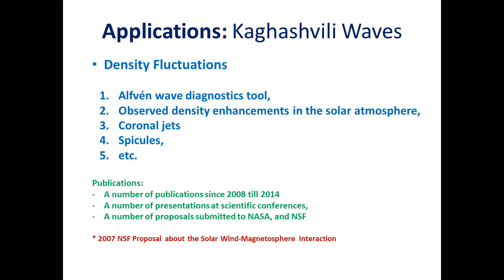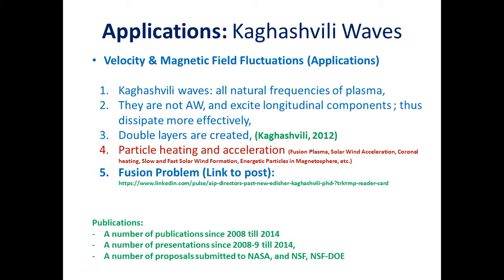And even in 2007, I had a proposal on solar wind magnetospheric interaction, because you have the solar wind interacting with the Earth's magnetic field, and the solar wind is loaded with Alfvénic waves. And because you have a natural obstacle, you would expect that these density fluctuations would be generated there and would create jets. Now I know that some people are already doing simulations, never mentioning my work, like many others did, of course. Another application was velocity and magnetic field fluctuations.